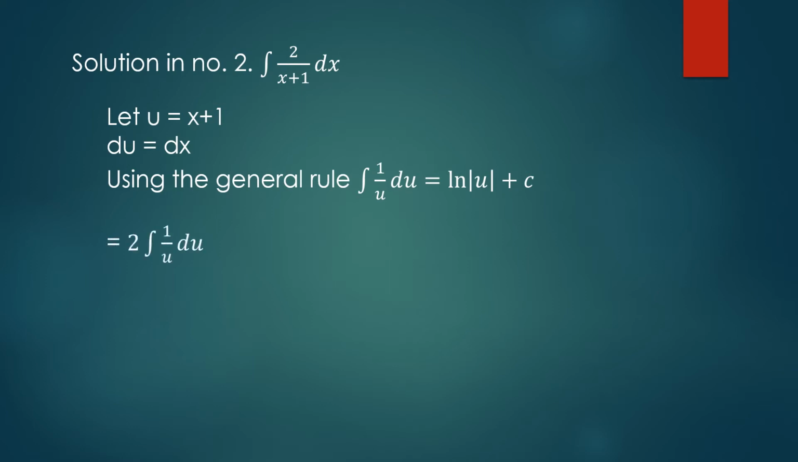Next, from that, we can factor out the constant. We have 2 times the integral of 1 over u du from the given. Instead of writing x plus 1, since we let x plus 1 be equal to u, we have 1 over u, wherein the constant, which is 2, has been factored out. Next, using the general rule, we have 2 times ln of u plus c. Then we know that our value u is x plus 1, so we can have our final answer: 2 ln of x plus 1 plus c.